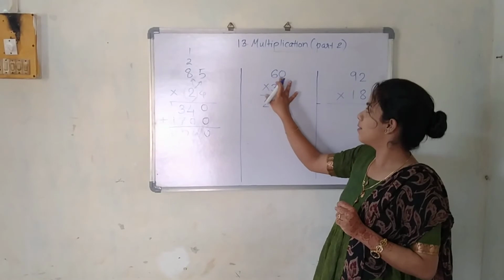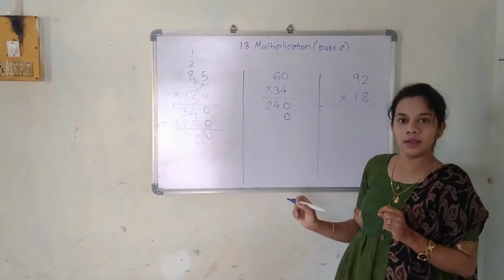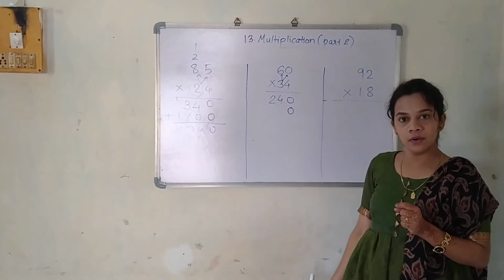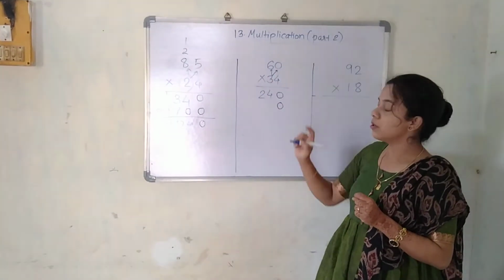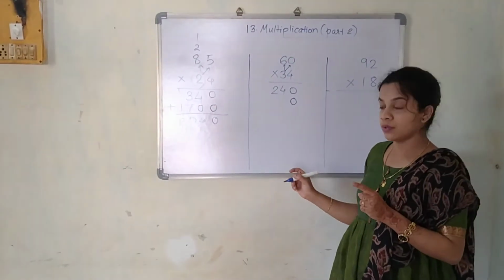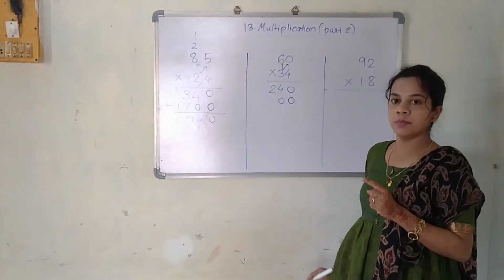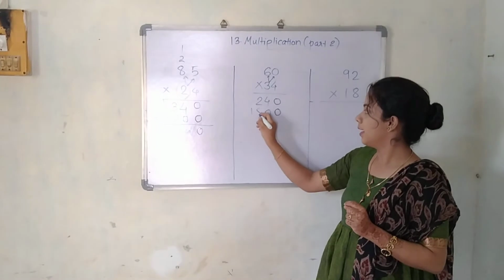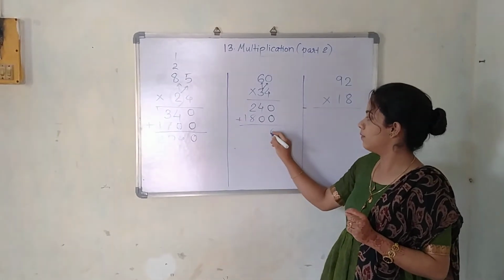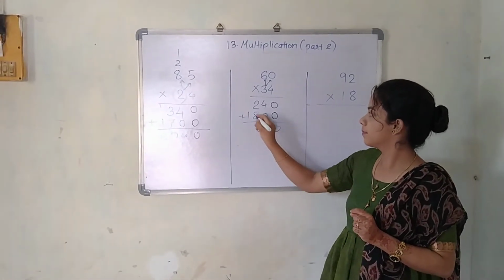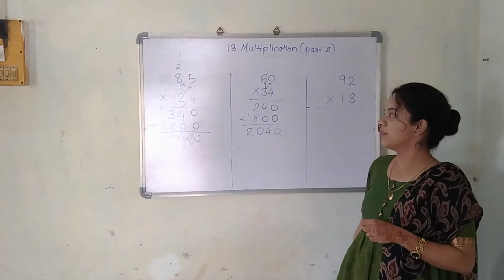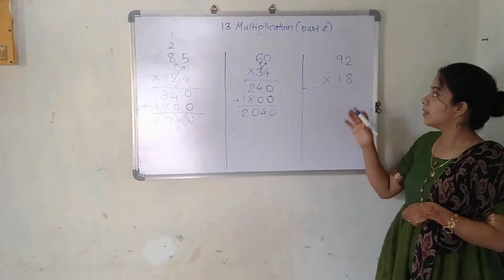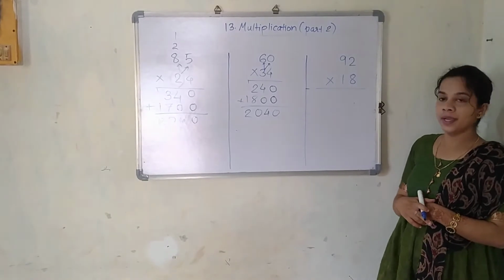Now I will remove these arrows. Now 3 is remaining. 3 into 0 and 3 into 6. Okay. So 3 into 0 is how much? 3 into 0 is 0. Any number multiplied by 0 is 0. And 3 into 6 is what? 18. So the addition will be again 2040. Fine. So we are going to see the next question, that is 92 into 18.